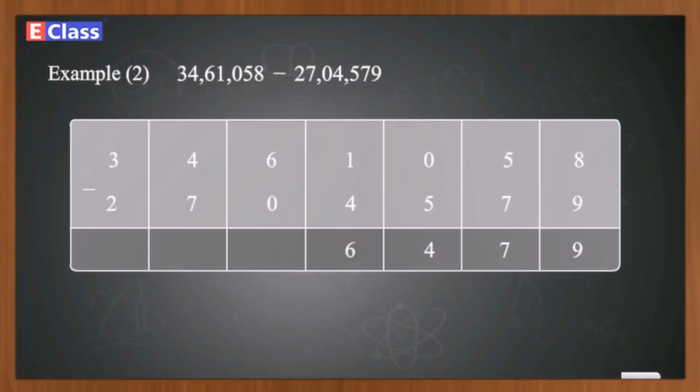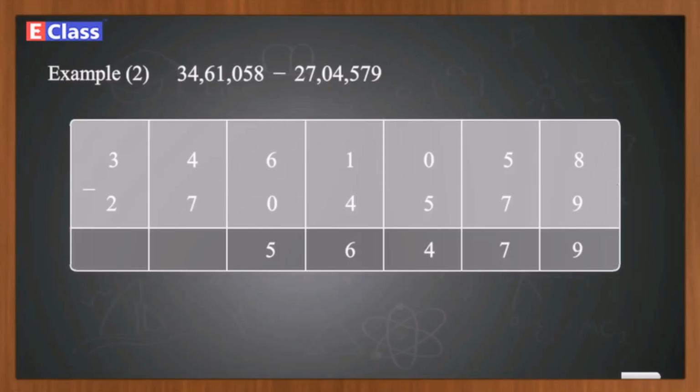Now, we subtract the lakhs place. 4 lakh is at the lakhs place. We have to subtract 7 lakh from it. But we cannot subtract 7 lakh from 4 lakh. Therefore, we shall borrow 1 10 lakh from 10 lakhs place.